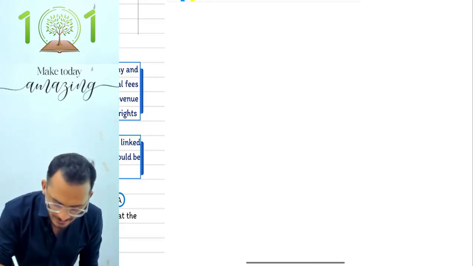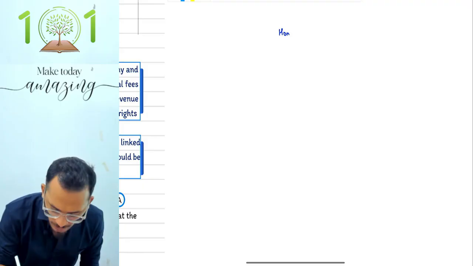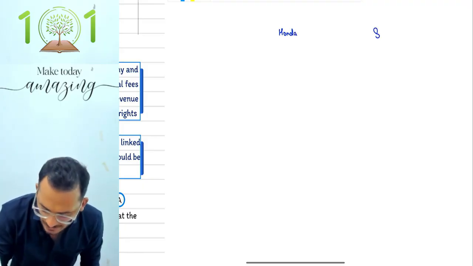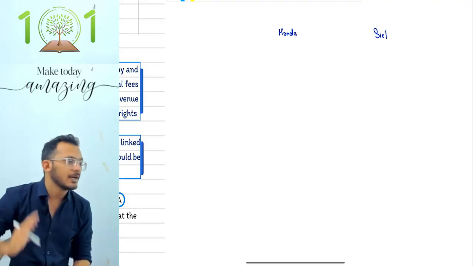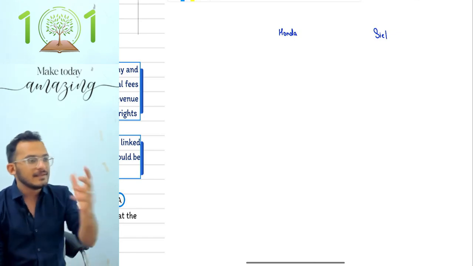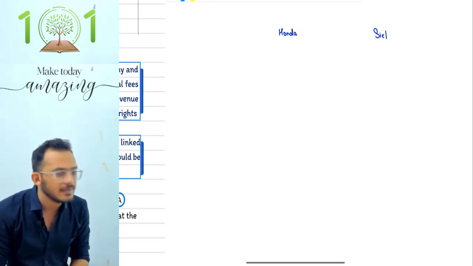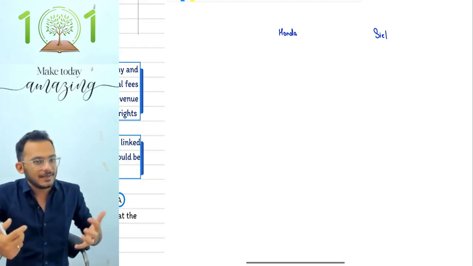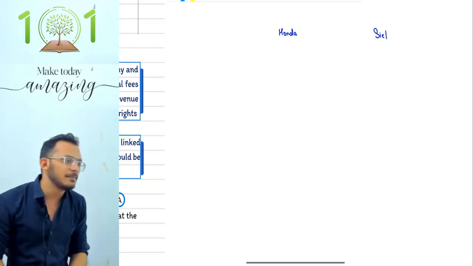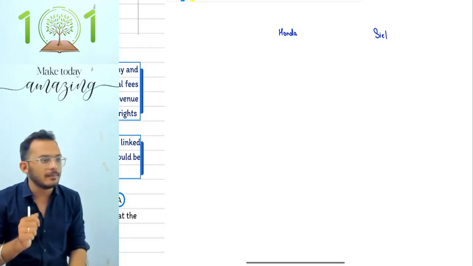Situation happened like this, people. There was a company called Honda. Have you heard about this? Yes. There was a company called CL. These two companies were sitting outside India. Yes, what happened is they wanted to establish their presence in India. To establish their presence in India, they decided, how do we come in?